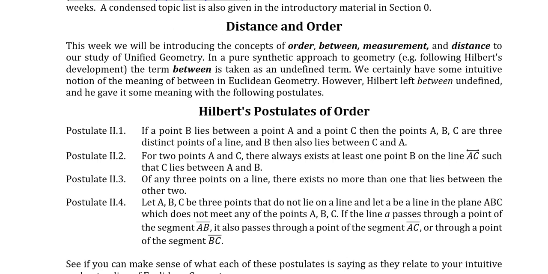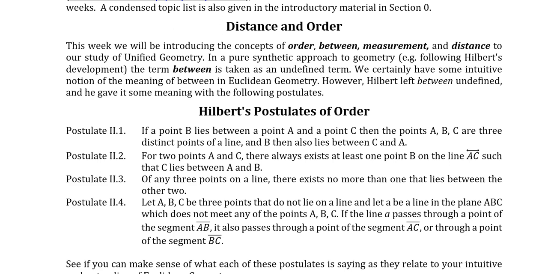Postulate 2.2: for 2 points A and C, there always exists at least one point B on the line AC, such that C lies between A and B. Postulate 2.3: of any 3 points on a line, there exists no more than one that lies between the other two.